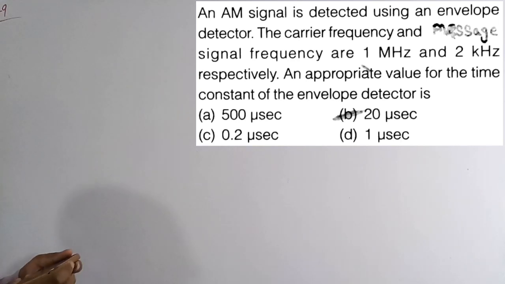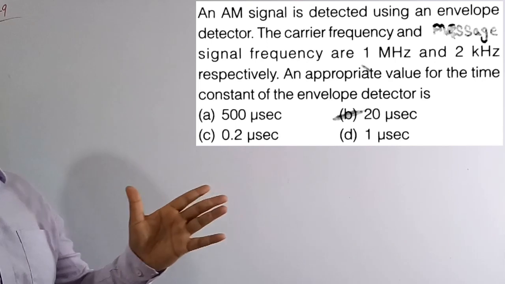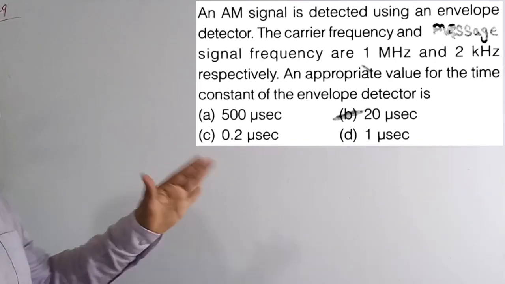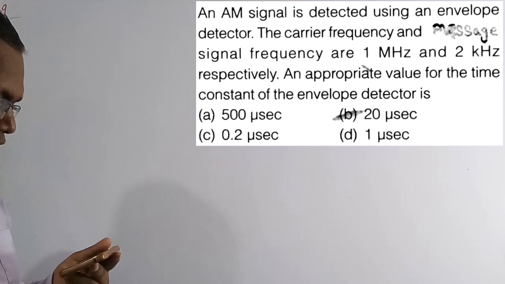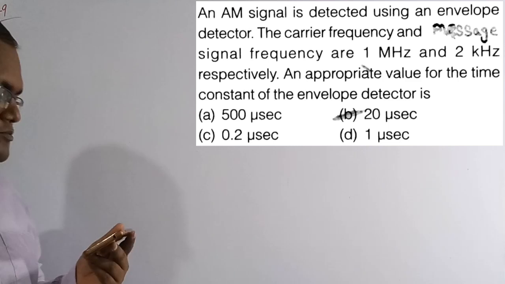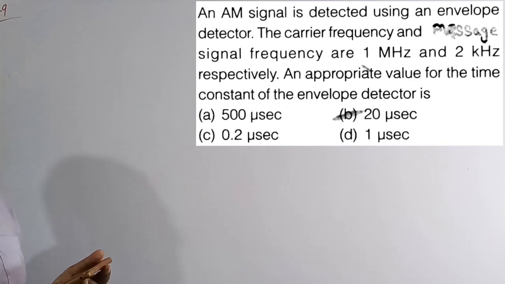So here in this question they are given the message signal frequency and the carrier signal frequency. By using the envelope detector, which does the demodulation technique, we are going to get back the original signal. So we need to find the time constant of this envelope detector. What are the 4 options? Option B is the correct solution of this question, which is 20 microseconds.